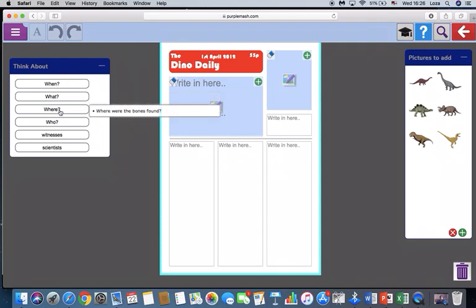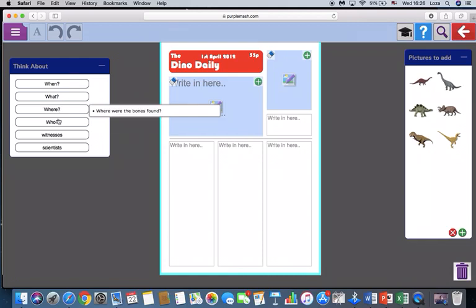Paragraph 3 could be based around where. Where were the bones found? Now that would be paragraph 3, because we're now referring to or thinking about the place. So there's a change of place, so therefore we would have a new paragraph.